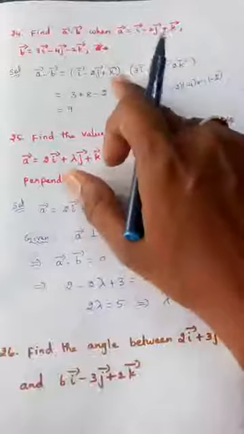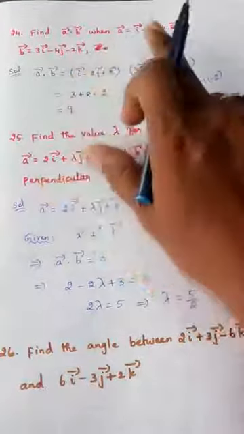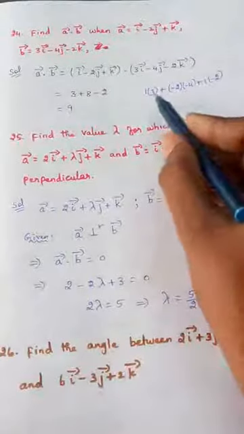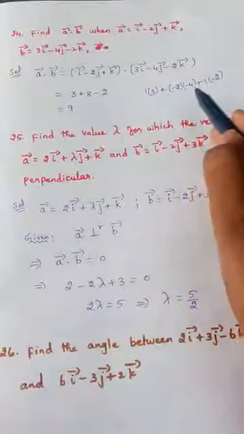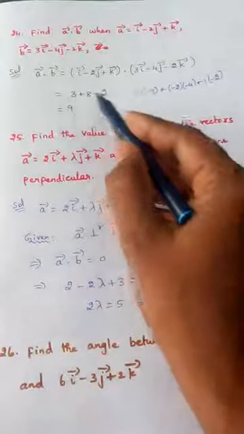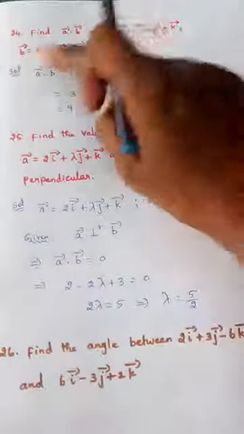Because if I change, the answer becomes 0. If I take I dot J, it will become 0. So what is this? 1 into 3 is 3, minus 2 into minus 4 is plus 8, 1 into minus 2 is minus 2. So 11 minus 2, 9 is the answer for A dot B.